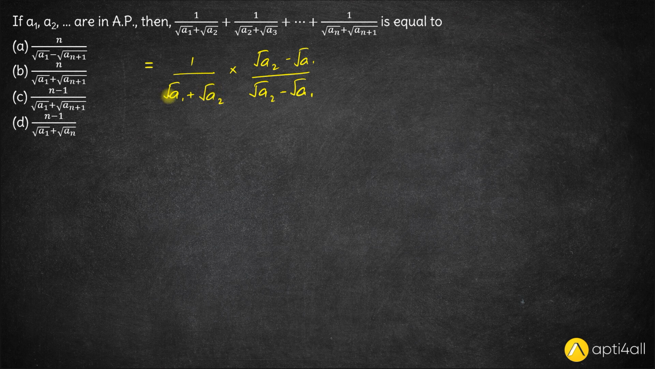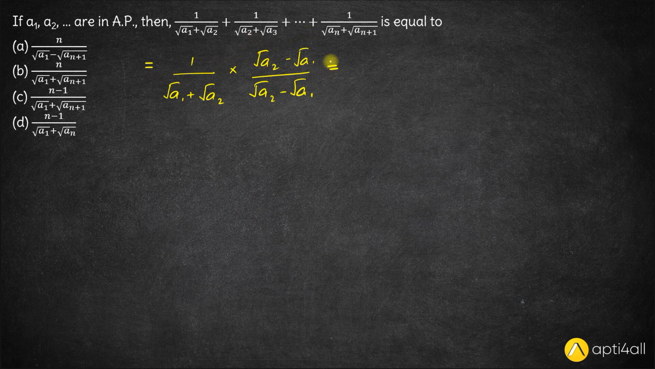This is root of A2 plus root of A1. I'm taking it in reverse order because I'm assuming that D, the common difference of this AP, is positive, hence A2 will be greater than A1. It may come out to be negative, things will get adjusted automatically, no issues with that.